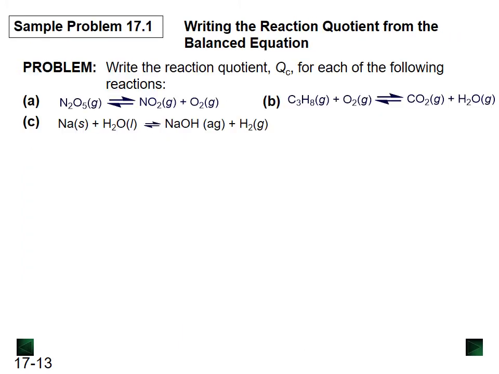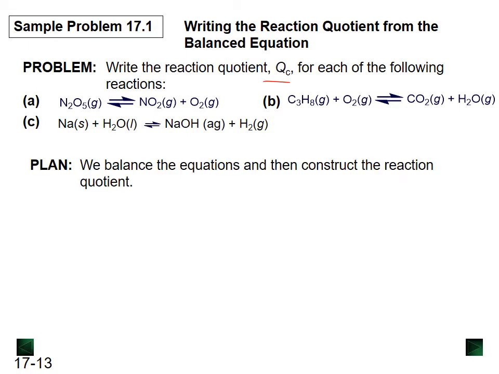Now let's look at sample question 17.1. In this question, you're asked to write the reaction quotient Q for the following reactions. To write the reaction quotient, the first step is to have a balanced reaction. So for the first one, you need to balance it, and you have 2 N2O5 forms 4 molecules NO2 plus oxygen. Now we can write the reaction quotient.